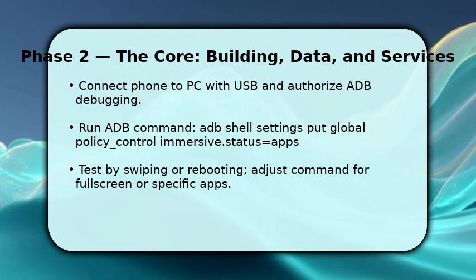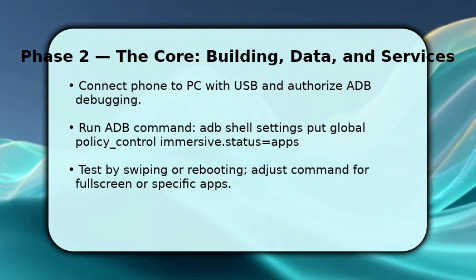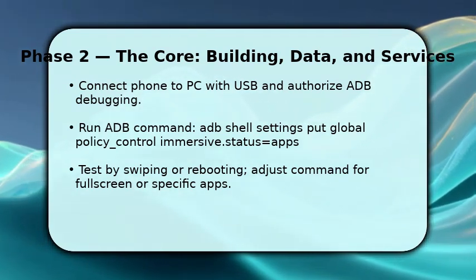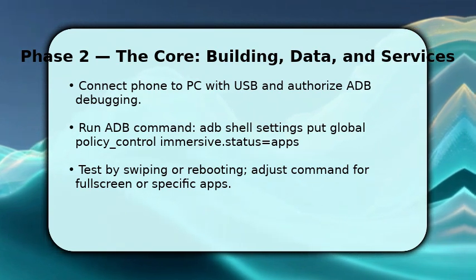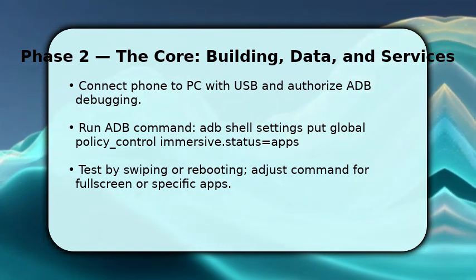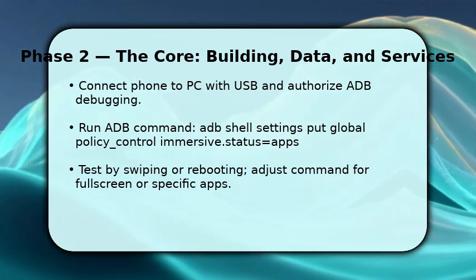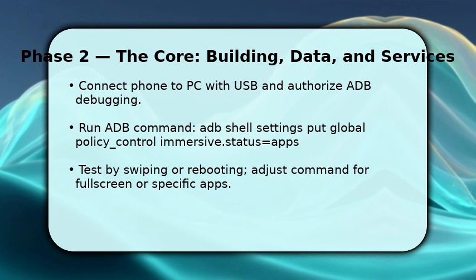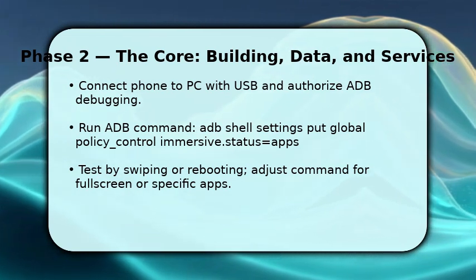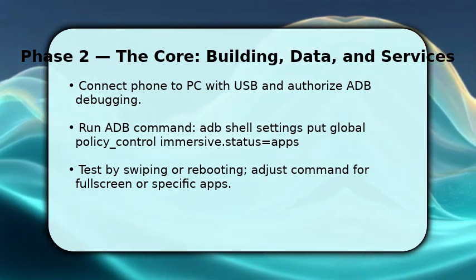With the phone connected and authorized, open a terminal and run the ADB command to change the global policy control for the status bar. This hides it system-wide or for specific apps. Once executed, test immediately by swiping down and by opening target apps to verify behavior. If you need only specific apps, modify the command accordingly.